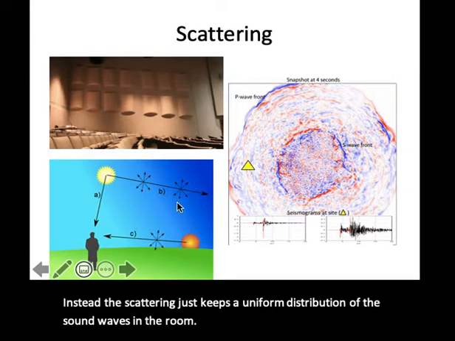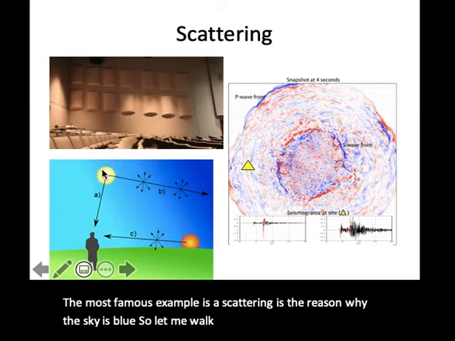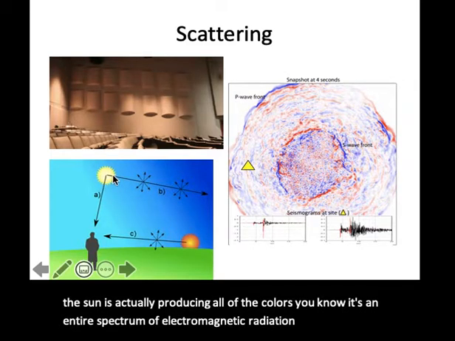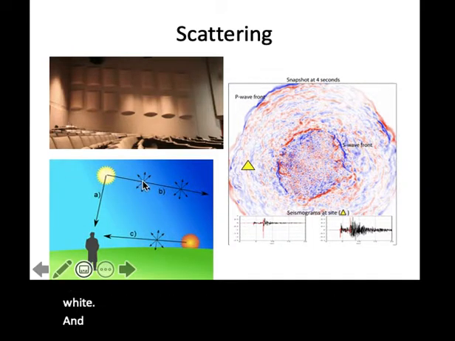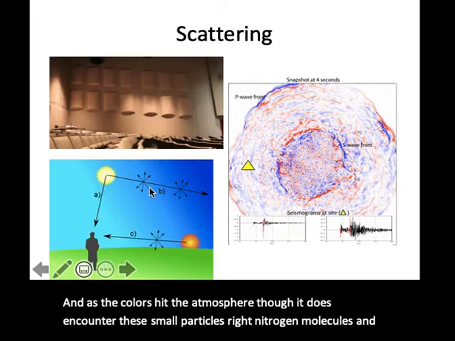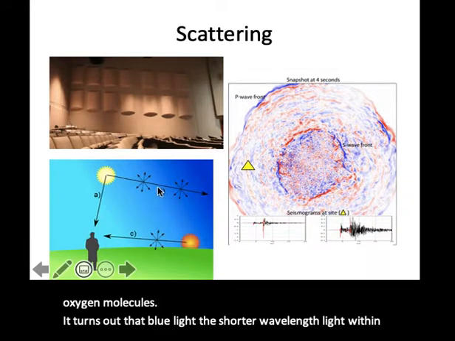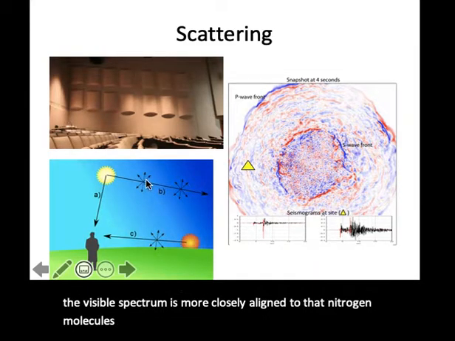The most famous example of scattering is the reason why the sky is blue. So let me walk you through that really quickly. The sun is actually producing all of the colors. It's an entire spectrum of electromagnetic radiation centered on visible light, but it certainly has all the colors in there. The sunlight is white. And as the light hits the atmosphere, it does encounter these small particles, right? Nitrogen molecules and oxygen molecules. And it turns out that blue light, the shorter wavelength light within the visible spectrum, is more closely aligned to that nitrogen molecule's size, basically. And so it gets preferentially scattered.